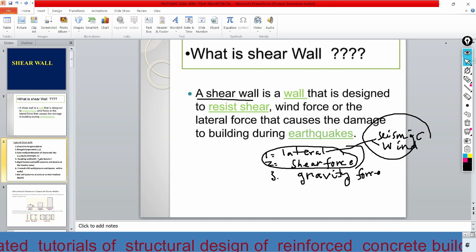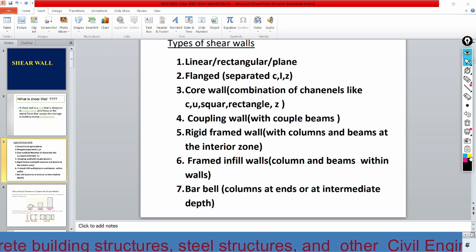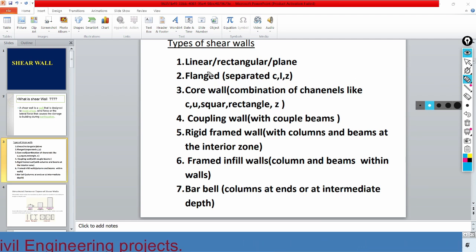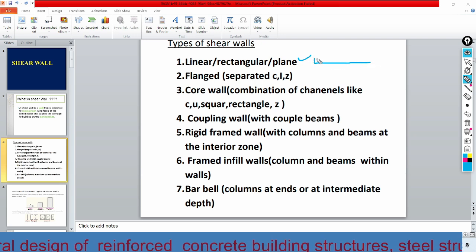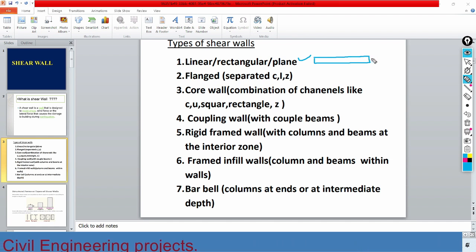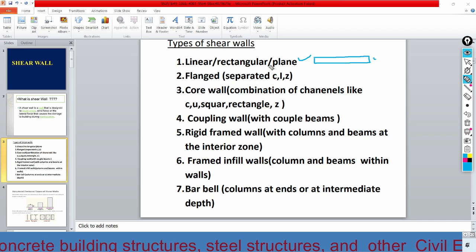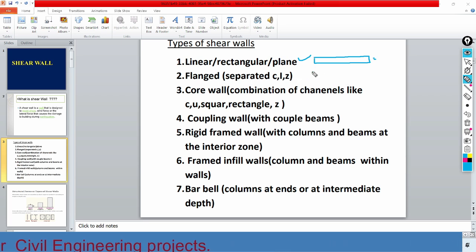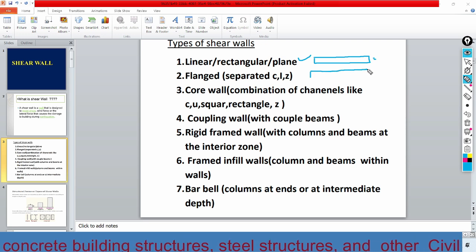When we come to the types of shear walls, we have different types. The first one is the linear or rectangular shear wall. That means it is just like this, a plane, linear, or rectangular wall. And the second one is the flanged type shear wall. We may have a flange at the end of the rectangular wall, just like this.